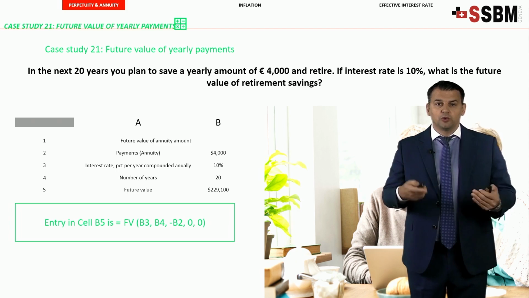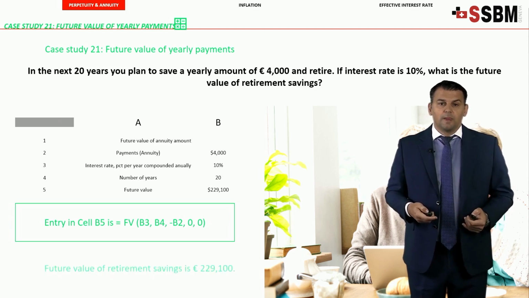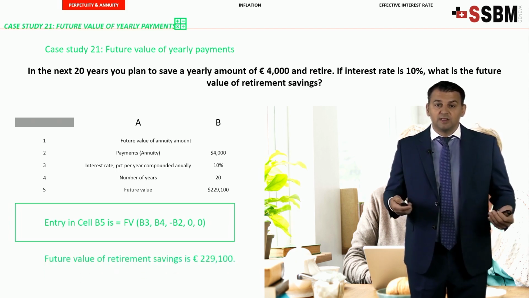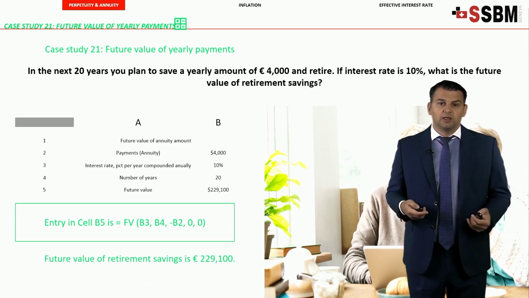$229,100 or euros. The future value of the retirement savings here is 229,100, depending on the currency you are using here.